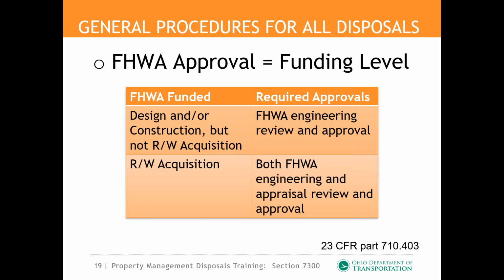So if FHWA funded design and/or construction, but not right-of-way, then the required approval, if you're less than fair market value, is engineering review approval. If FHWA funded the right-of-way acquisition, then you'll get FHWA engineering and also appraisal review and approval. So we just have to send that into our FHWA contact, which was Abe, who's since moved on. Not sure exactly who that is just yet, but you send that over to them, and they'll send you a reply that says approved or whatever. Just put that in your file so that you show you've done that.